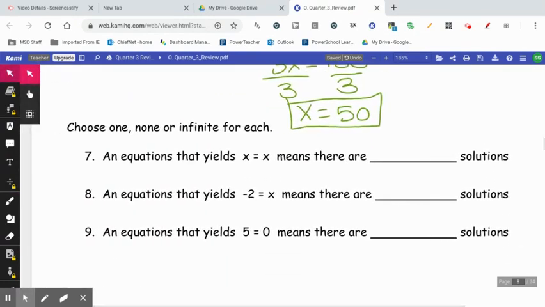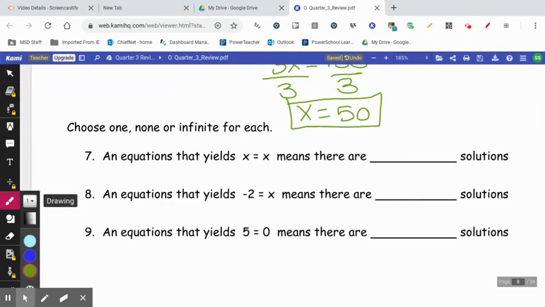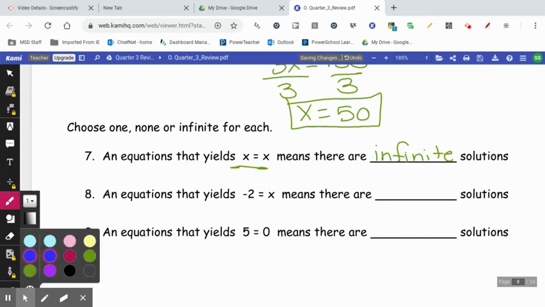Okay, now finally our last problem. It says choose one, none, or infinite for each. So an equation that yields x equals x means there are infinite solutions. And that's because you solved an equation and on both sides of the equal sign you get the same thing. Number 8 says an equation that yields negative 2 equals x means that there is one solution. And that solution would be negative 2 because the value of x is negative 2. And number 9, an equation that yields 5 equals 0 means that there are no solutions because it ends up with an equation that is untrue.